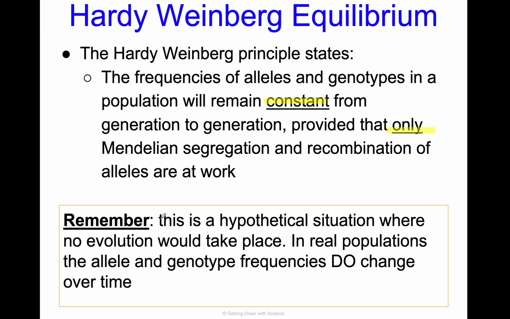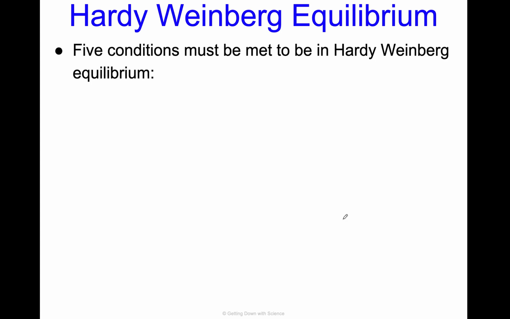Remember, this is a hypothetical situation where no evolution would take place. In real populations, the allele and genotype frequencies do change over time. So this is like a model that we can use if we all get together and say, okay, we're going to hit pause on whatever this population's doing and take a look at it.